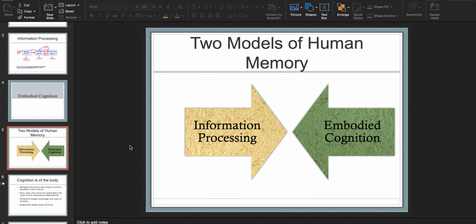So then we have embodied cognition. Some folks see embodied cognition as an alternative paradigm to information processing theory, relying on different language, a different metaphor, a different way of understanding how it is that we remember. And philosophically, I think they are incompatible in some ways.